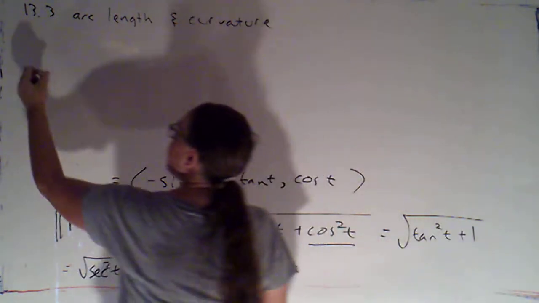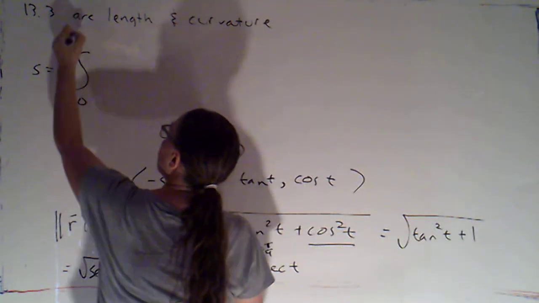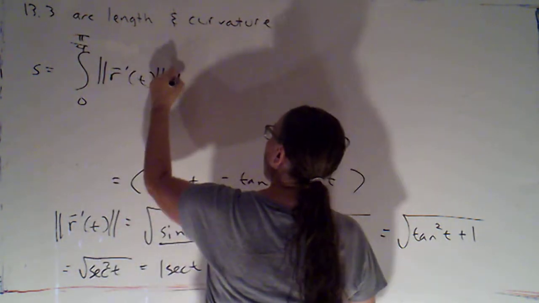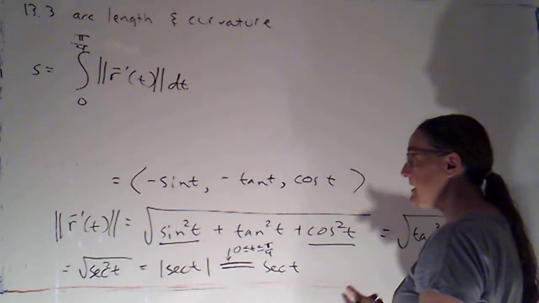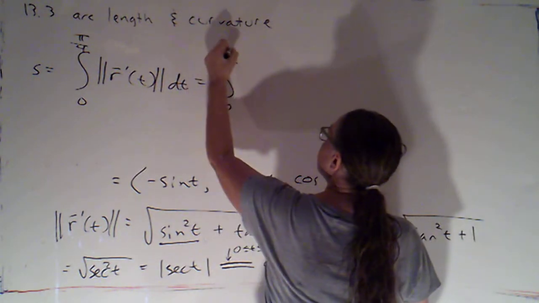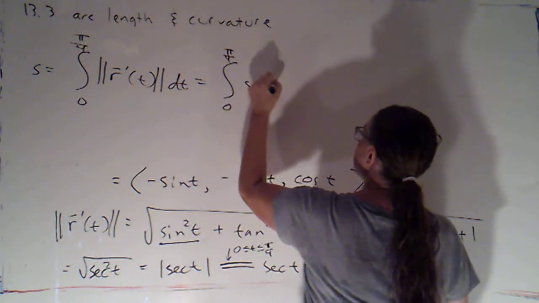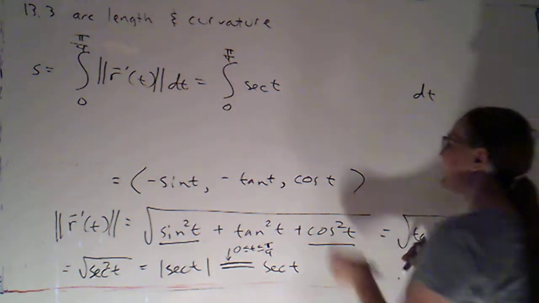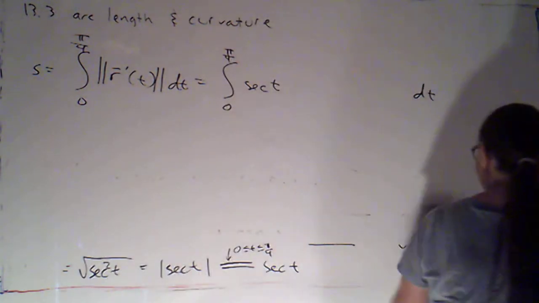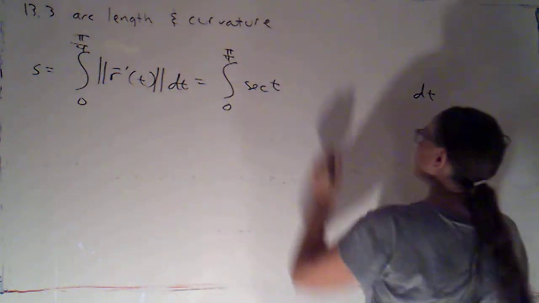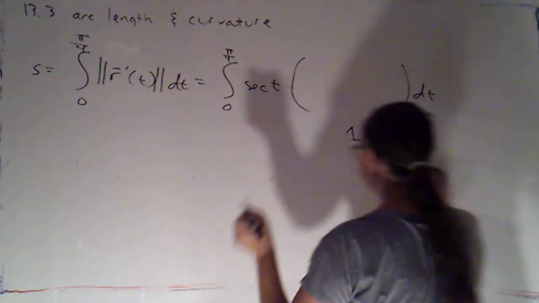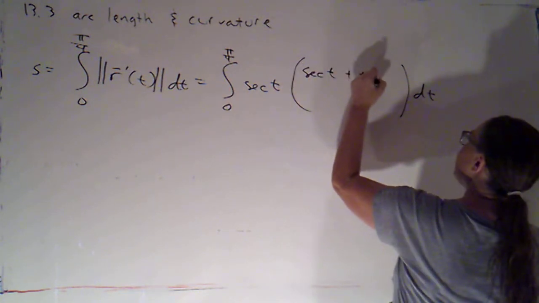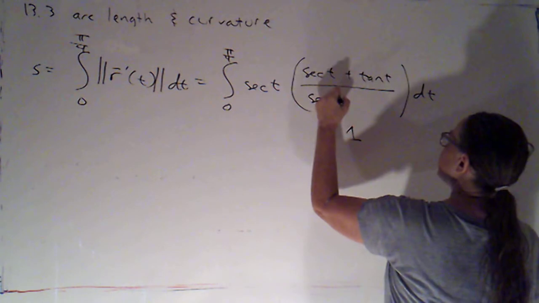So now I can say that S, my arc length, is just going to be the integral from 0 to pi over 4 of the magnitude of r prime of t dt, but that's just the integral from 0 to pi over 4 of secant of t dt. Now I left a lot of space here. That's because I remember the trick for integrating secant. And the trick is to multiply by a clever form of 1. I'm going to multiply by 1 in the form of secant t plus tan t over itself.